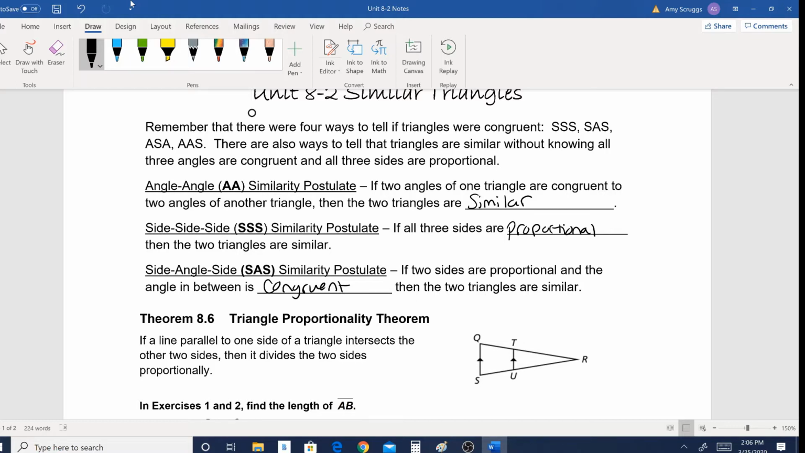So as you can see, these similarity statements or the similarity postulates are very similar to the congruency ones, but they are slightly different because of the wording and because of the fact that they're looking for similarity and not congruency.